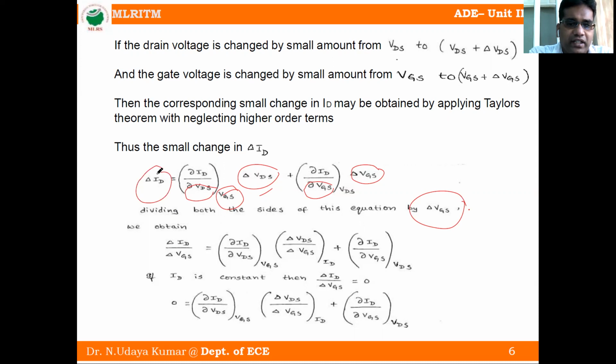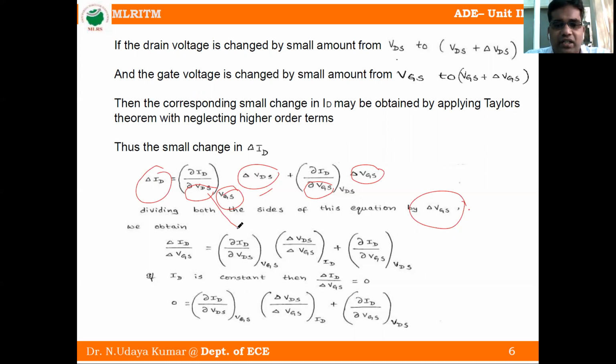change in ID, the drain current. So change in ID by change in VGS is equal to, this term is similar, change in ID by change in VDS at constant VGS into change in VDS, drain voltage, by change in gate voltage, plus change in drain current by change in gate voltage at constant VDS.